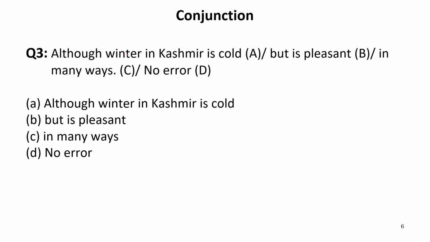Although winter in Kashmir is cold, but is pleasant in many ways. Now, in this sentence, again, we have although, and we know well that whenever we have although or though as a conjunction, we make it pair with either yet or we simply put a comma. Now, in this sentence, we do not have any comma, but here we have a conjunction that is but. But we know well that with although we use yet, not but, so this but should be replaced with yet.